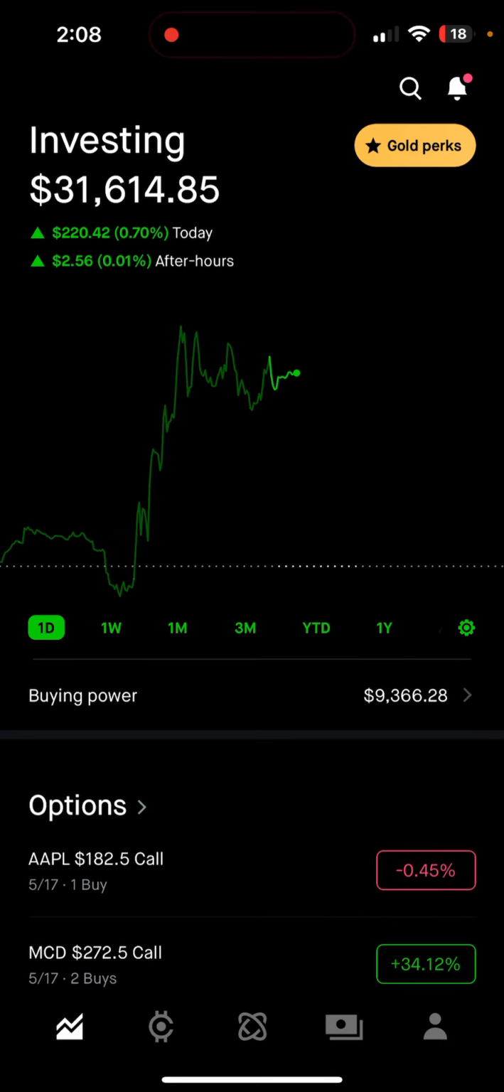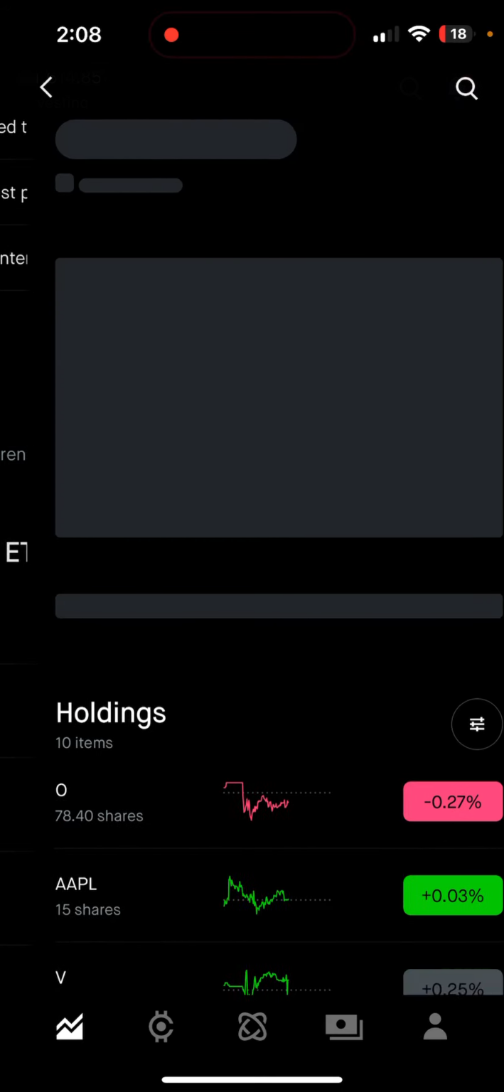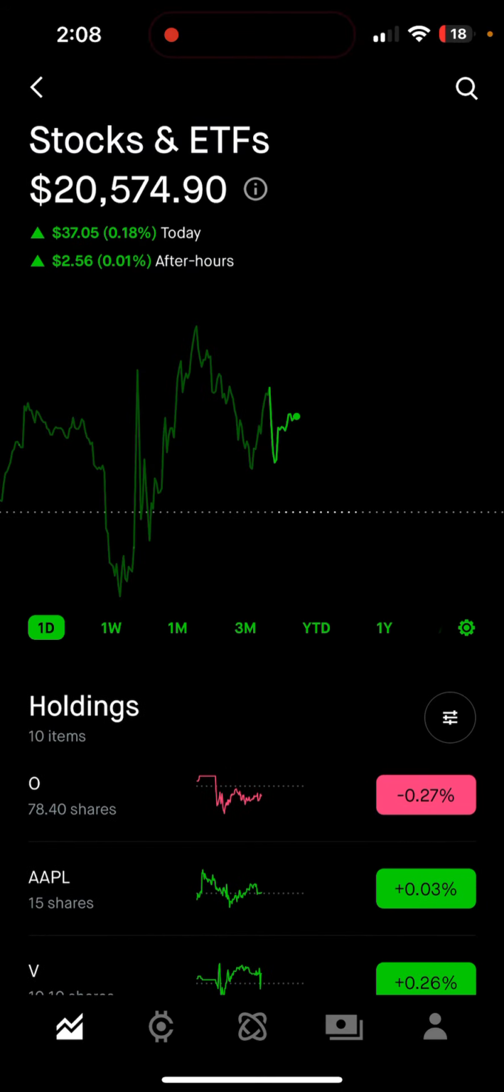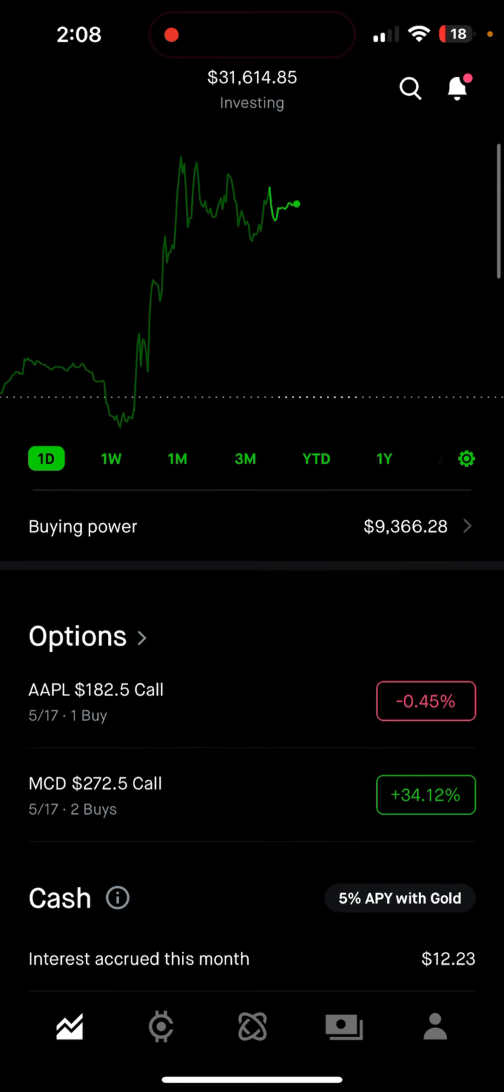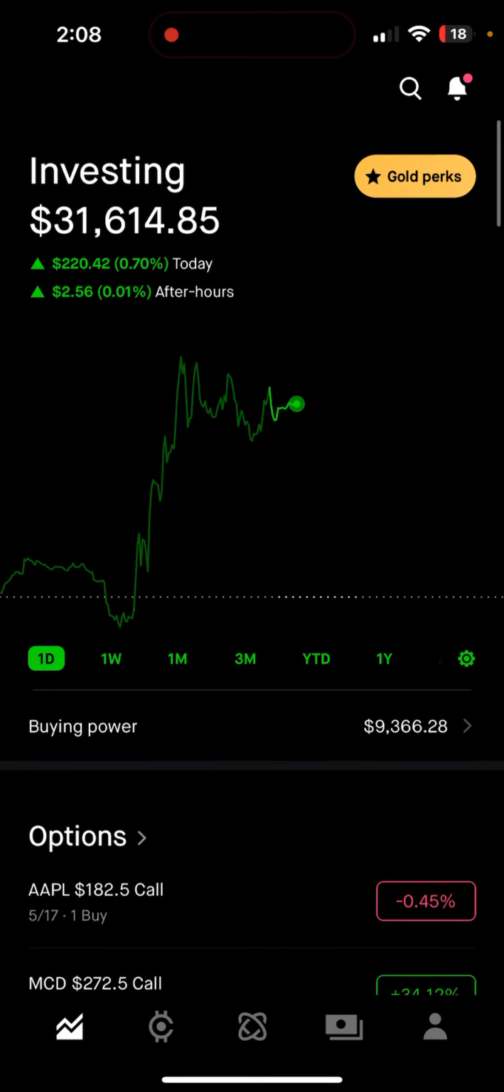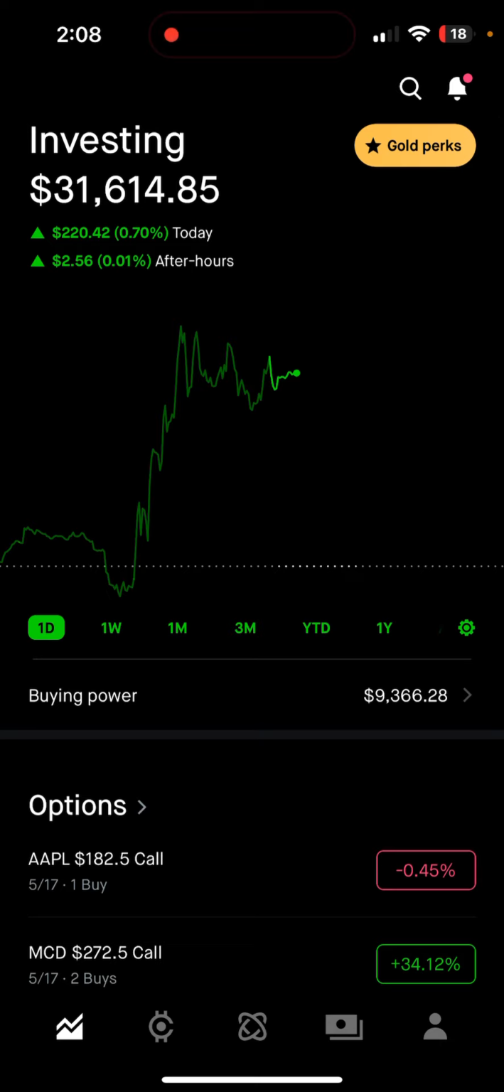And I did take a couple hundred dollars off my Robinhood here, but on my stocks I was only up 37, so I ended up taking a couple calls here for Tesla and McDonald's, but I'm holding a couple more for tomorrow, so I'll make a more in-depth update on our portfolio sooner or later. Thank you.